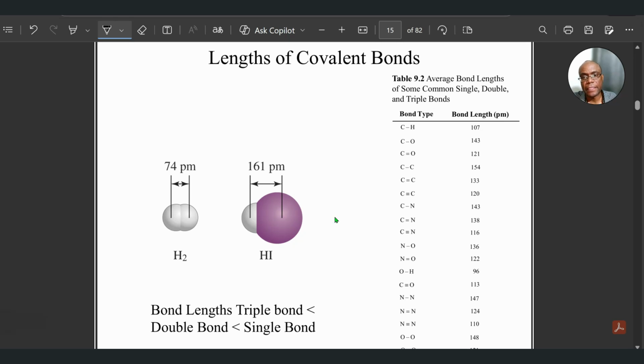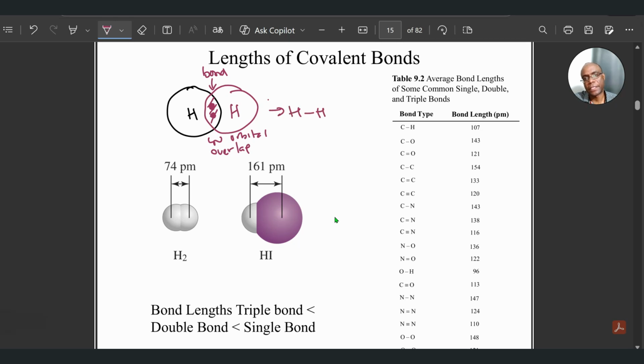Now, the lengths of covalent bonds. The lengths of covalent bonds tend to be shorter than the ionic bonds because there's orbital overlap. Like this orbital overlap, like two circles. Say this was one of the hydrogens, and this is the other hydrogen. There's an overlap right here. Let me call it orbital overlap. And where there is this orbital overlap, that's where the bond is formed. That's where the two shared electrons will be to give you H bond H. And that reduces the distance from nucleus to nucleus because the circles are coming closer.